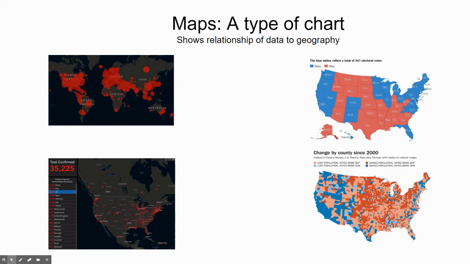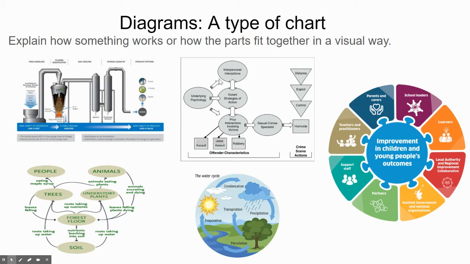And lastly, you have a diagram. A diagram is another type of chart, and it's basically showing you a picture of how things work or how things are related or what are the different parts to something. So, diagrams are also really important. Sometimes, if you could see this picture of the water cycle, it makes a lot more sense than if you were to read a paragraph about the water cycle.